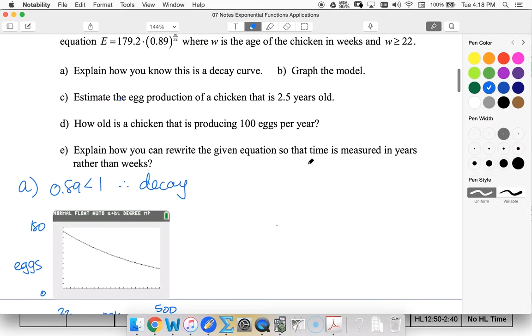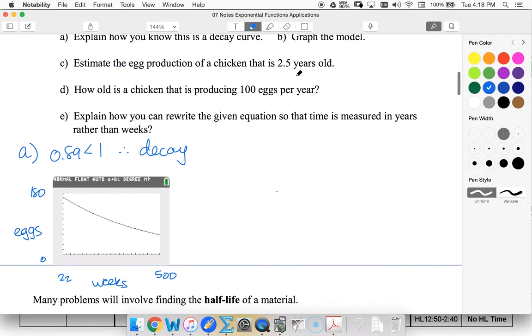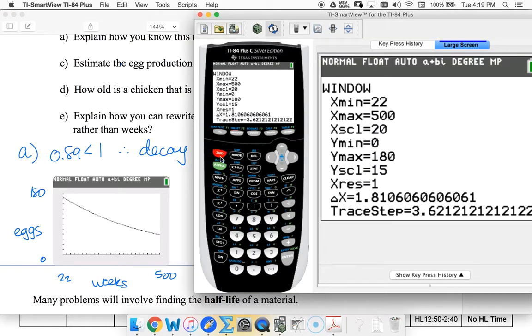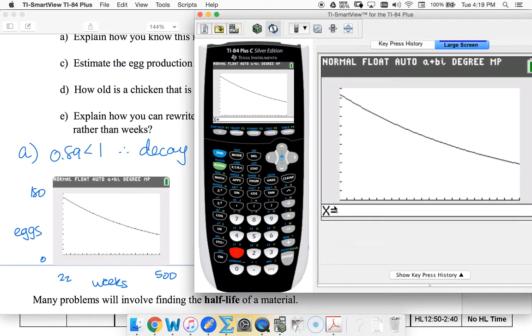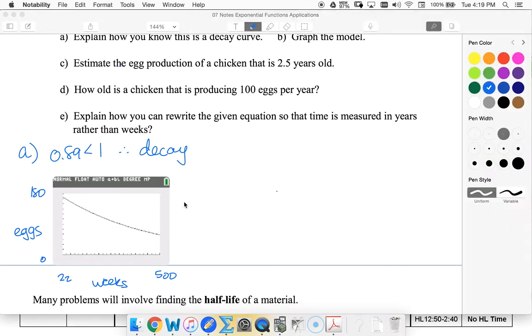So if I want to use my calculator to estimate the egg production of a chicken that's 2.5 years old, well, first of all, I would need to know how many weeks 2.5 years is. And this is also me wanting to find a value from my graph. So second calc, I'm going to go for a value. My x value is going to be 2.5 years, and then I have 52 weeks in a year, so times 52. That's going to give me my number of weeks at 2.5 years old, and that's 130 eggs.